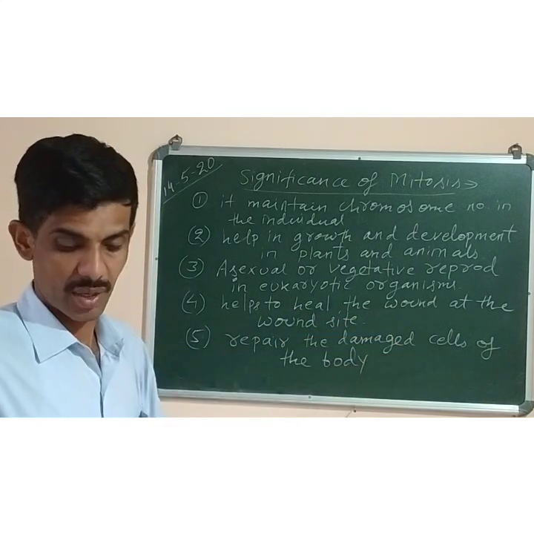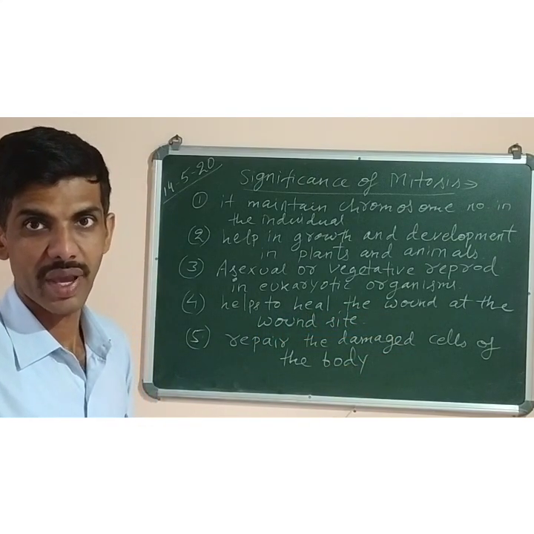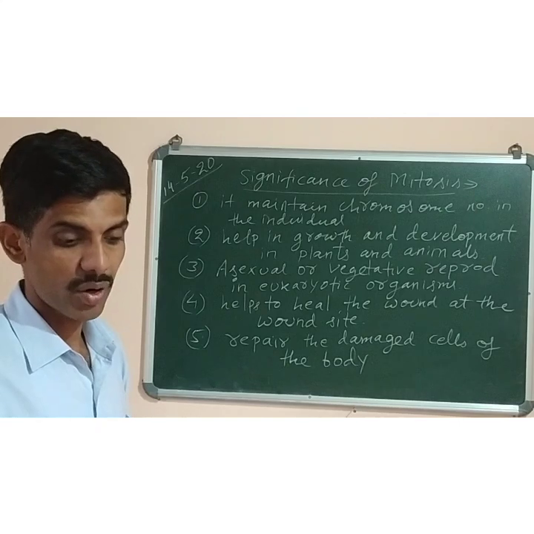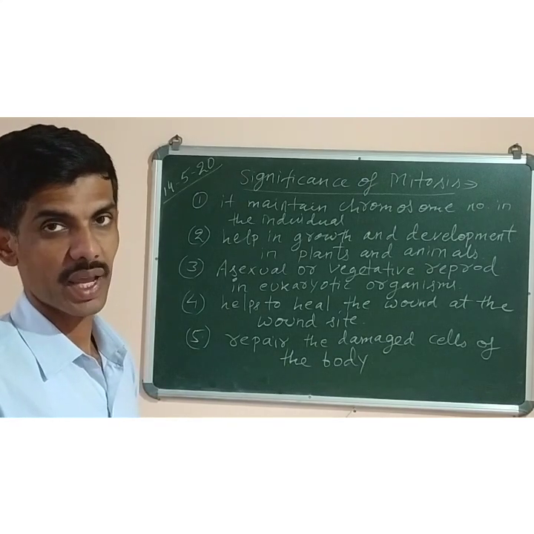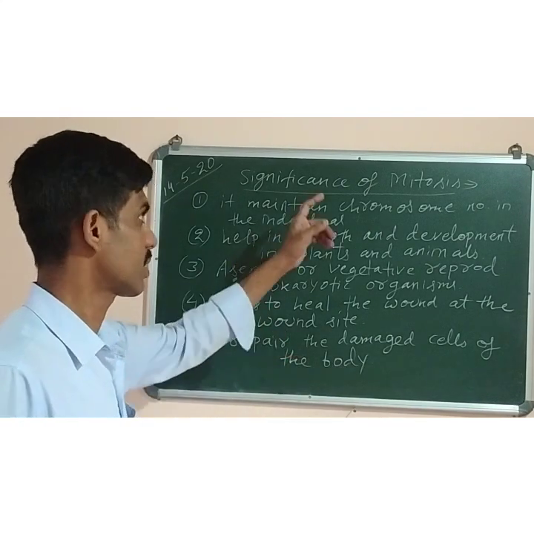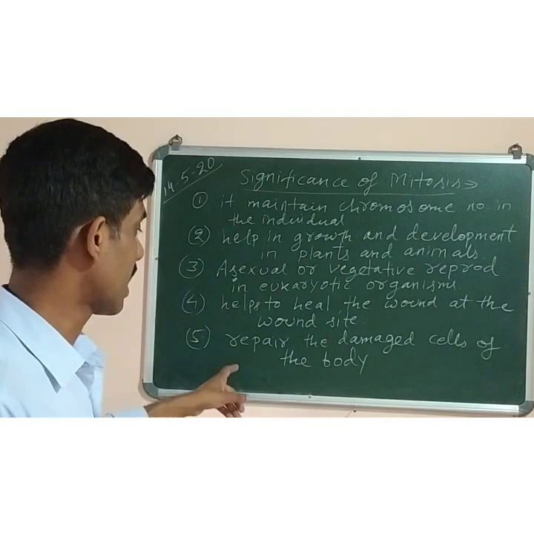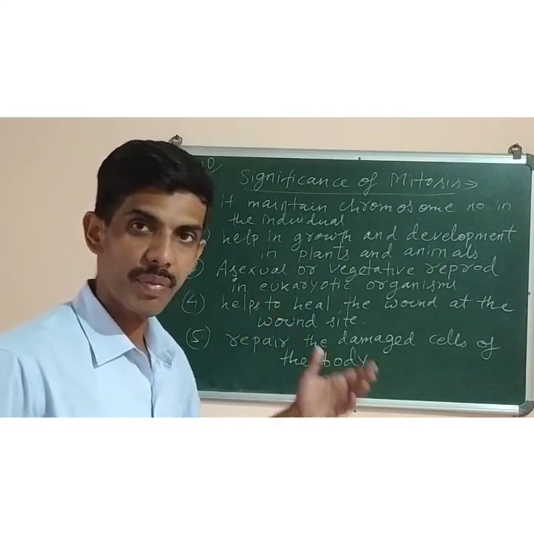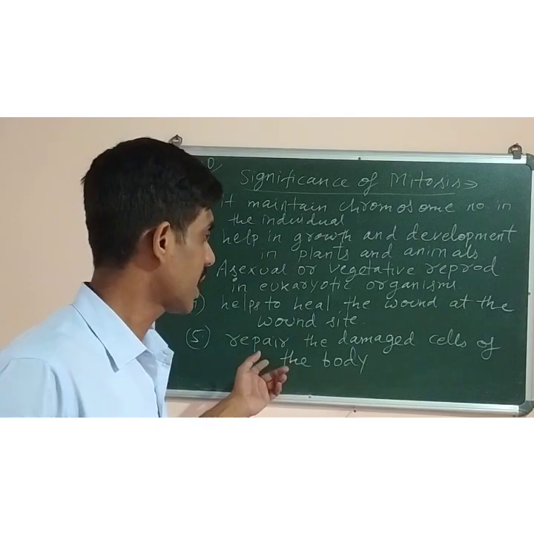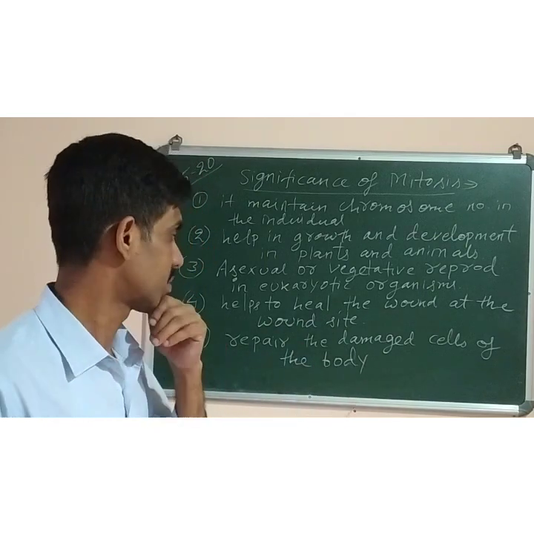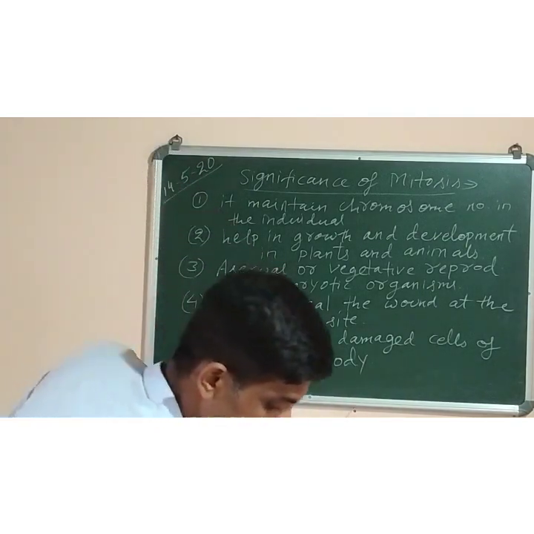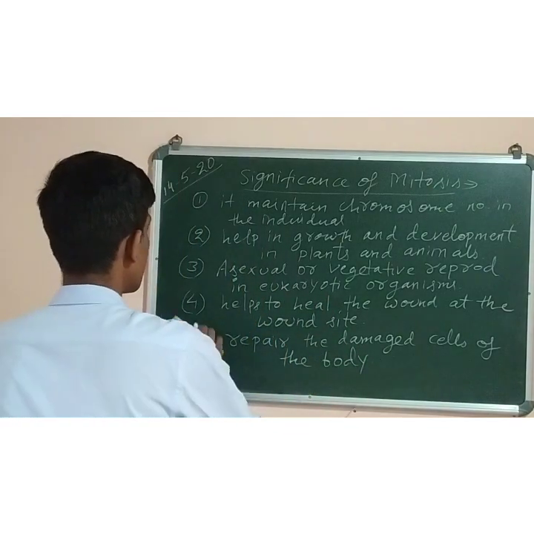Heal the wound means if there is any injury due to accident, then those broken or damaged parts of the body at the wound site can be healed by the process of mitosis cell division. And the last one, it helps to replace or repair the damaged and broken cells of the body. Okay, so whatever broken parts are there, once again they can be regenerated.